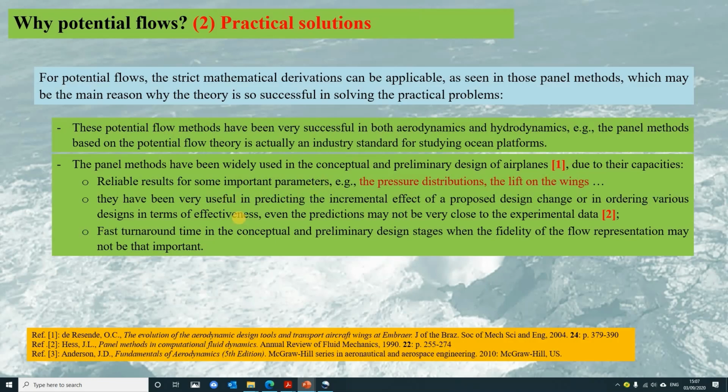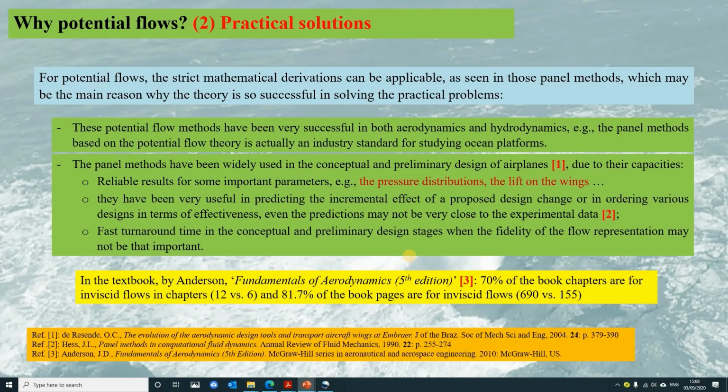Even when the results fail to compare well with the experimental data, they are still quite useful in predicting the incremental effect of a proposed design, or in ordering various designs in terms of effectiveness. The fast turnaround time is the main issue for the earlier design stage, when the fidelity of the flow representation might not be that important.